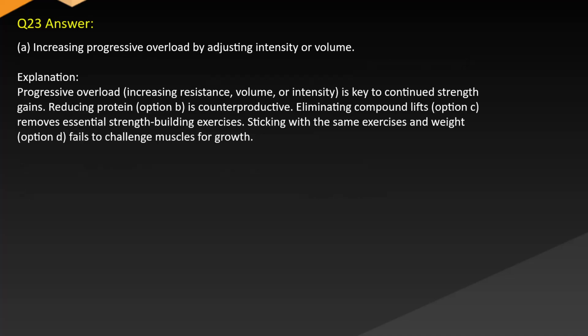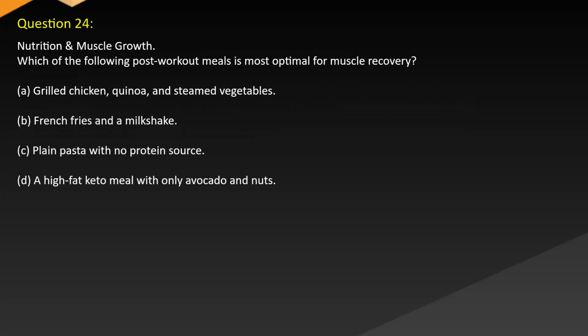Answer: A. Increasing progressive overload by adjusting intensity or volume. Explanation: progressive overload, increasing resistance, volume, or intensity, is key to continued strength gains. Reducing protein, option B, is counterproductive. Eliminating compound lifts, option C, removes essential strength-building exercises. Sticking with the same exercises and weight, option D, fails to challenge muscles for growth. Question 24. Nutrition and muscle growth.